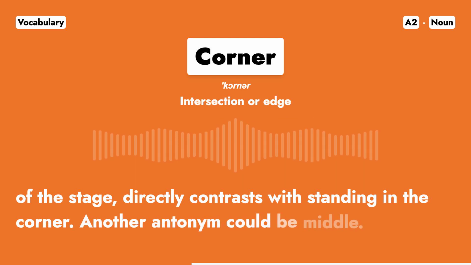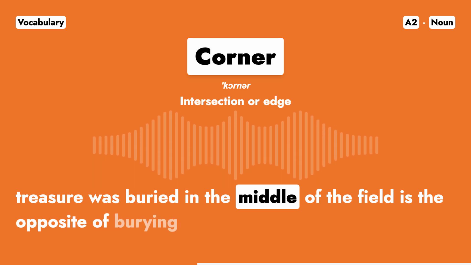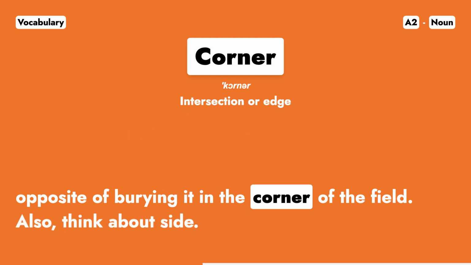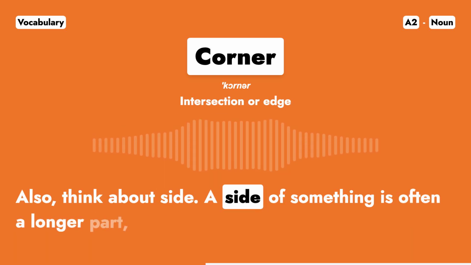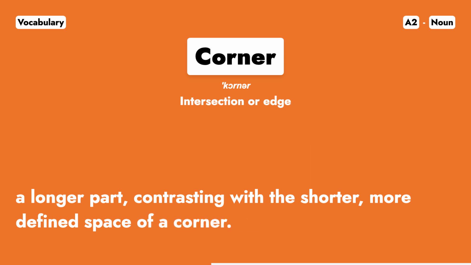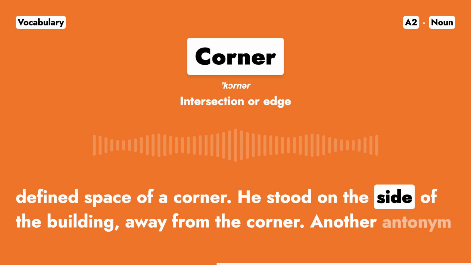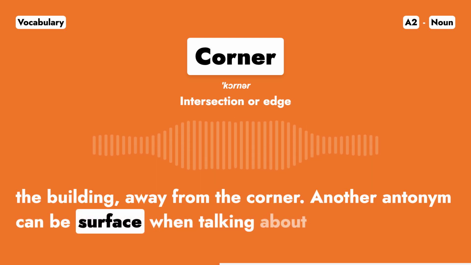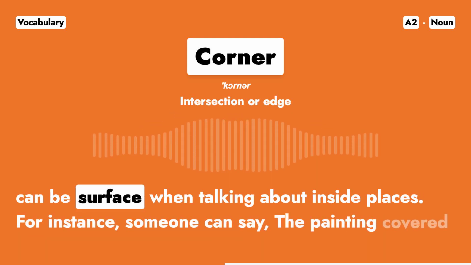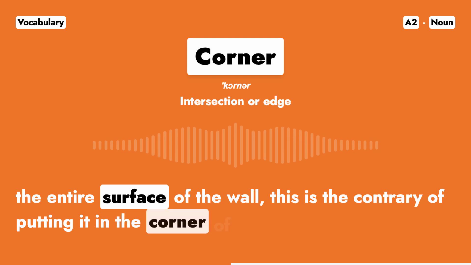Another antonym could be middle. The treasure was buried in the middle of the field is the opposite of burying it in the corner of the field. Also, think about side. A side of something is often a longer part, contrasting with the shorter, more defined space of a corner. He stood on the side of the building, away from the corner. Another antonym can be surface when talking about inside places. For instance, someone can say, the painting covered the entire surface of the wall. This is the contrary of putting it in the corner of the room.